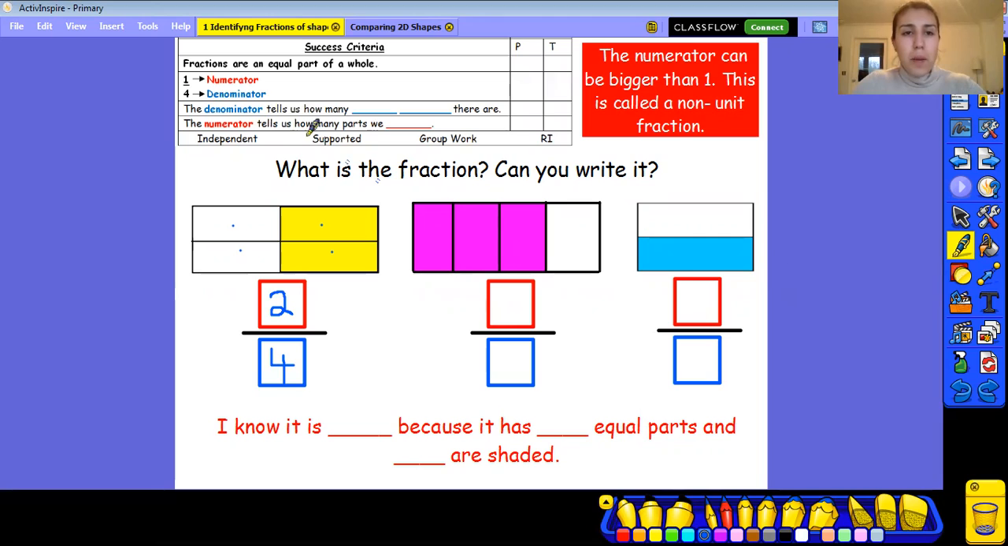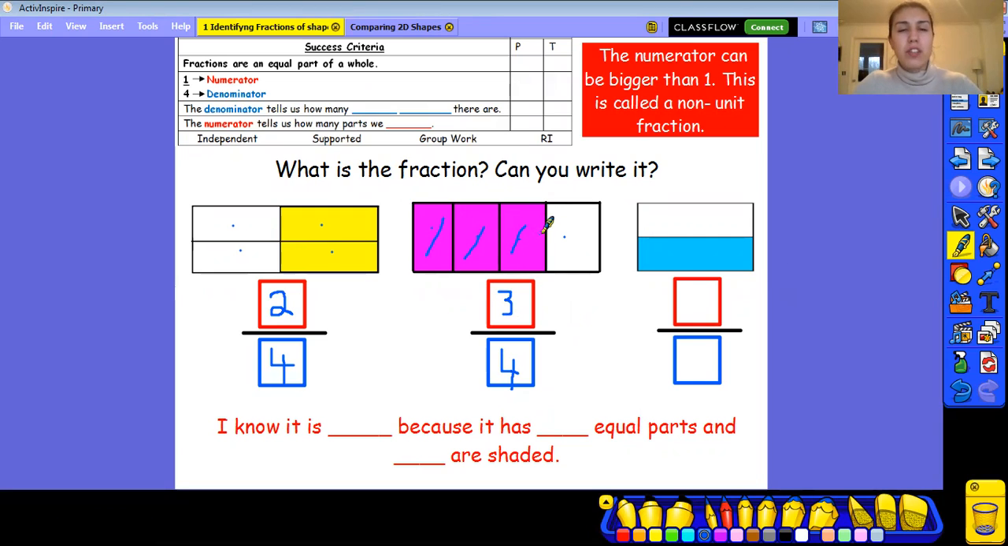So the denominator tells us how many equal parts there are. So in this whole, I can see that I've got 1, 2, 3, 4 equal parts. So my denominator is 4. And the numerator tells us how many parts we have. How many of those parts are shaded? 1, 2, 3. So we would say that we've got 3 quarters. And I know it is 3 quarters because it has 4 equal parts and 3 are shaded.